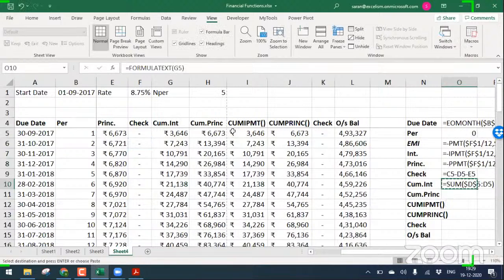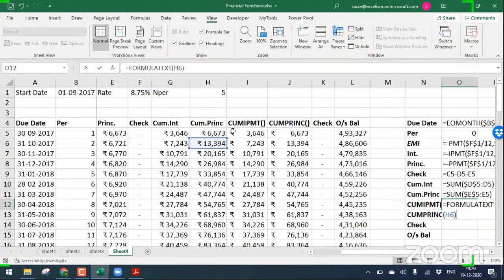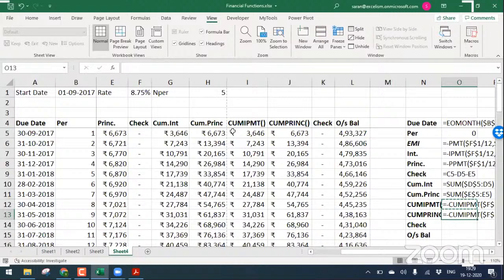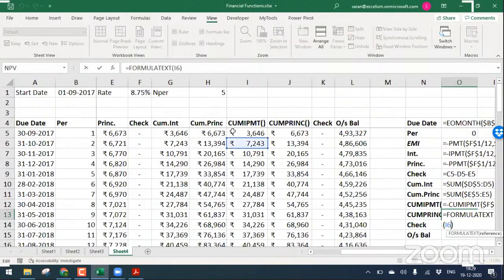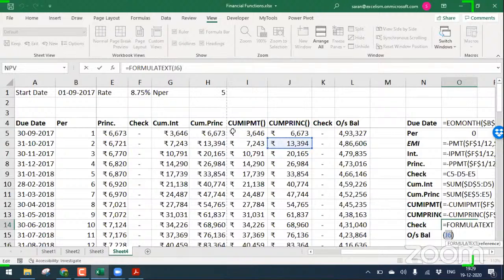G5, then H5, then I5. It's not high 5, it's I5, then J5, then it's going to be K5, then this is going to be L5.